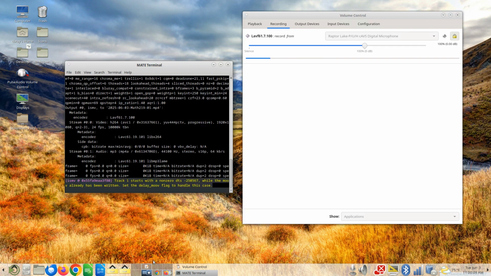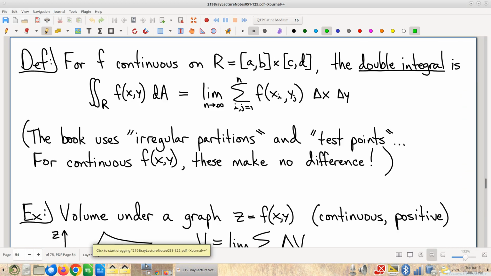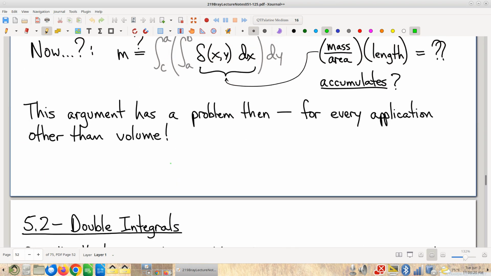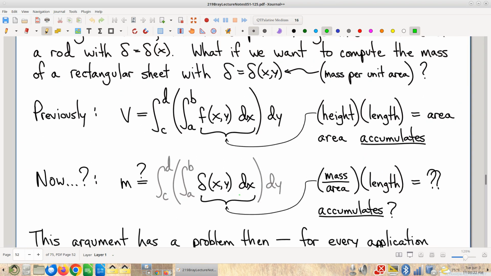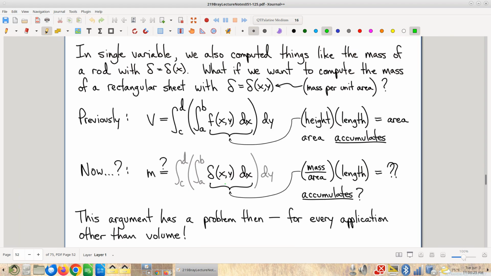And off we go. Okay, so here's where we were last time. We had just written down the definition of a double integral. Now let me remind you what the deal was there. I mean, why did we go to all this trouble? We went to all this trouble because we thought we had it figured out.